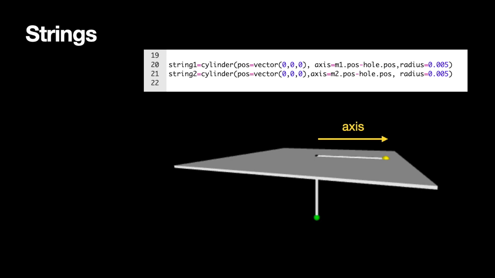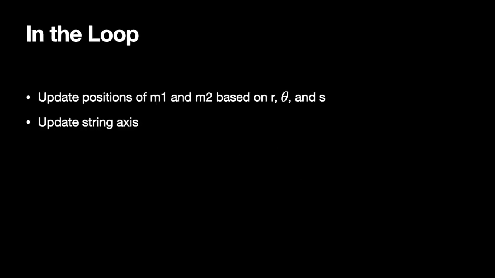So there's that. Now, what are we going to do? In the loop, I'm going to calculate my values using the numerical calculation I said before. And then I need to update the position of mass 1. I need to update the position of mass 2 based on r, theta, and s, which I can calculate. And then I need to update the strings too. And that's it. So I'm going to jump over to Python and we're going to do this. I already have the table and the string and the masses built. I showed you how to do that. And then we'll just do the physics after that.